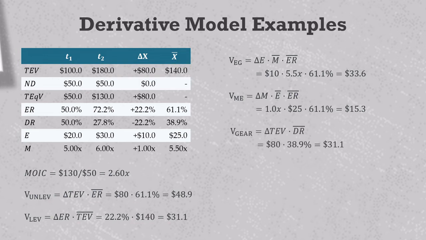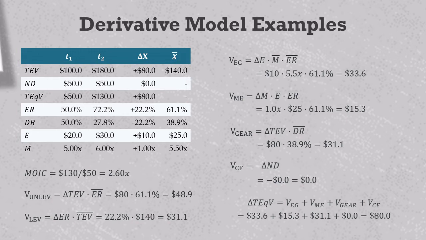Our 39% average debt ratio attributes 39% of the enterprise value growth to gearing. Again, in this example, we have no change in net debt, so cash flow generation for the deal is 0, and when you add up the value drivers, you get the total equity return of 80.